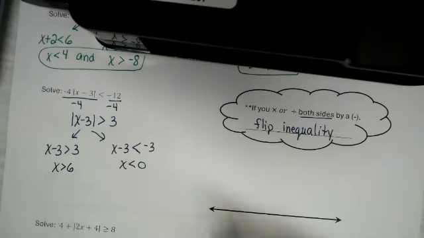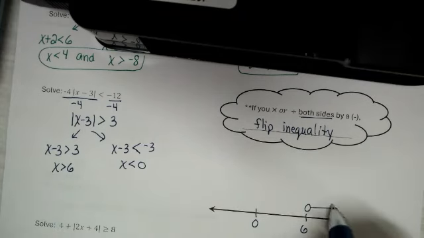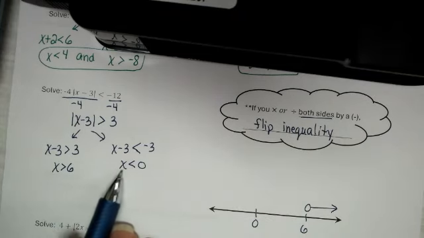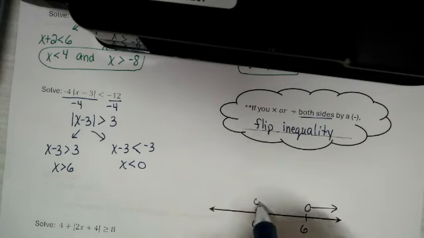Again, you don't need every point in between. We just need the 0 and the 6. So for x is greater than 6, that's an open circle to the right. X is less than 0, that's a closed circle to the left.